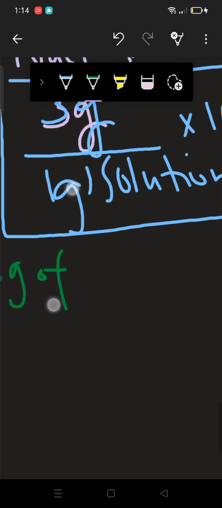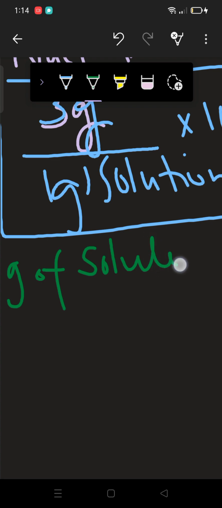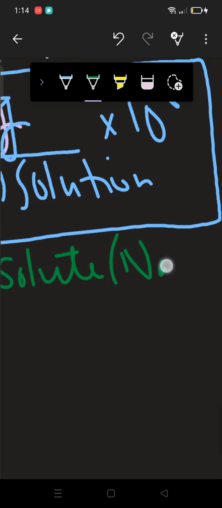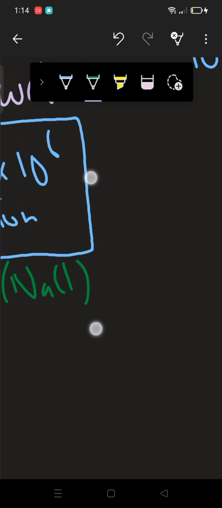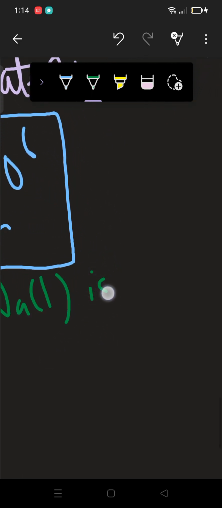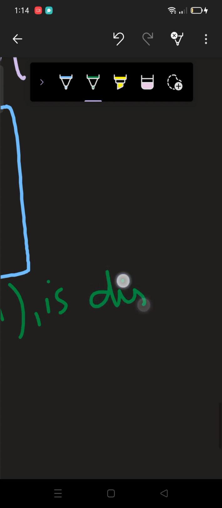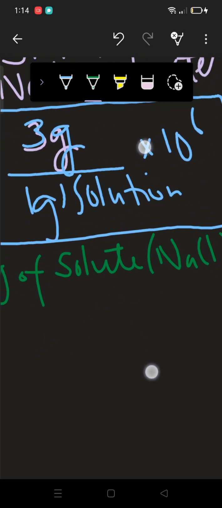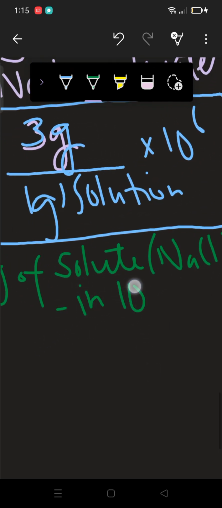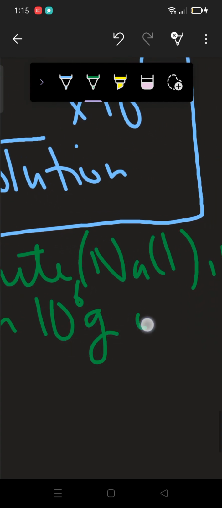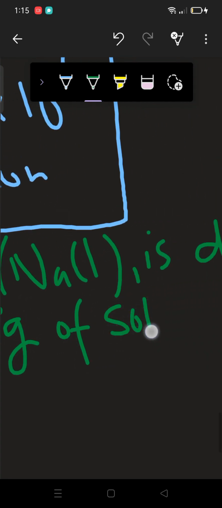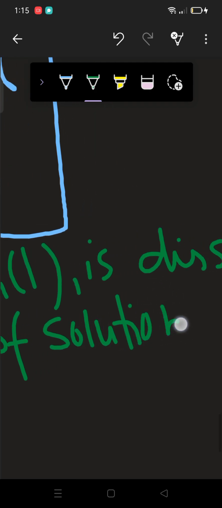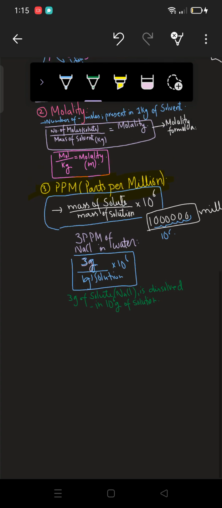3 gram of solute, or we must write here NaCl, since we have taken an example of NaCl. So 3 gram of NaCl is dissolved in 10 to the power 6 gram of solution. Okay, so what have we found here? 3 gram of solute, which is NaCl of course, is dissolved in 10 to the power 6 gram of solution.